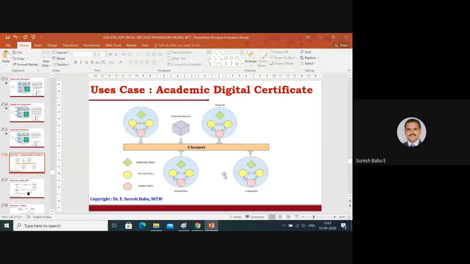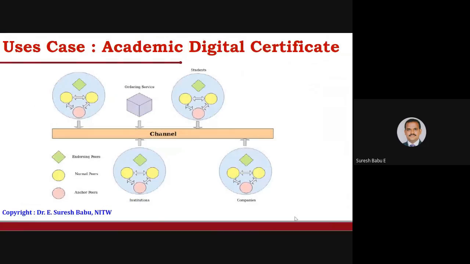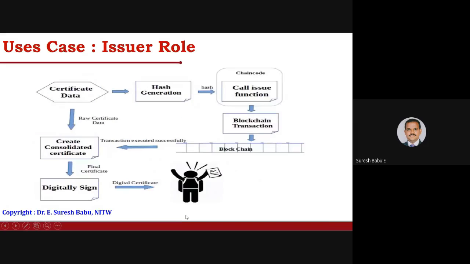Then I'll take this case study and explain it step by step. Now what we are going to do is create a channel here. These are the members: member one, member two, member three, member four, which we can create. And this is a channel. This is the ordering service. These are the endorsers. These are the normal peers, and these are the anchor peers.